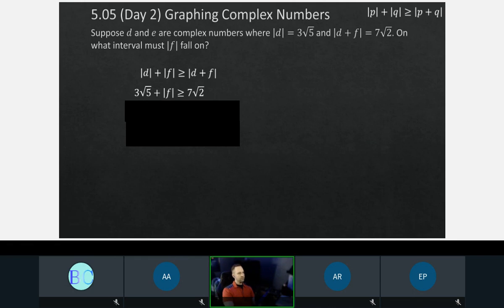So subtract 3 rad 5 from both sides. 7 rad 2 minus 3 rad 5. What does that equal?